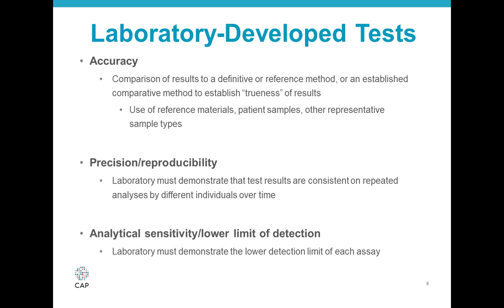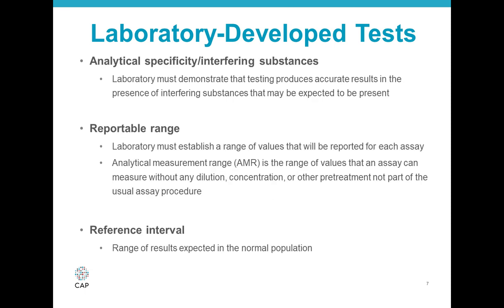Accuracy is basically determined when there is a comparison of results to a definitive reference method or an established comparative method in order to establish the relative trueness of results. And this is accomplished basically using reference materials, clinical patient samples, or other representative sample types. Precision or reproducibility is the process in which the laboratory demonstrates that test results are consistent when they are repeated by different individuals over time. And then the concept of analytical sensitivity or lower limit of detection is basically that each laboratory has to demonstrate a lower limit of detection for each of the LDTs that they run in their clinical lab.